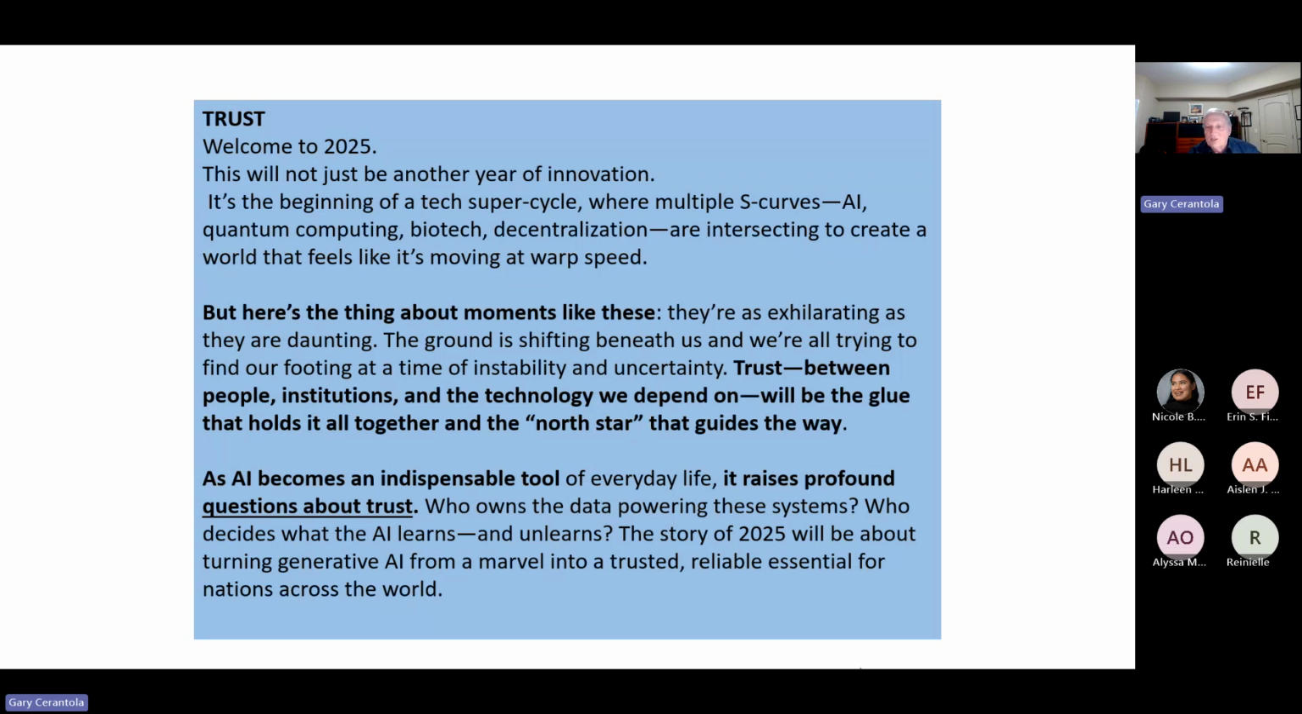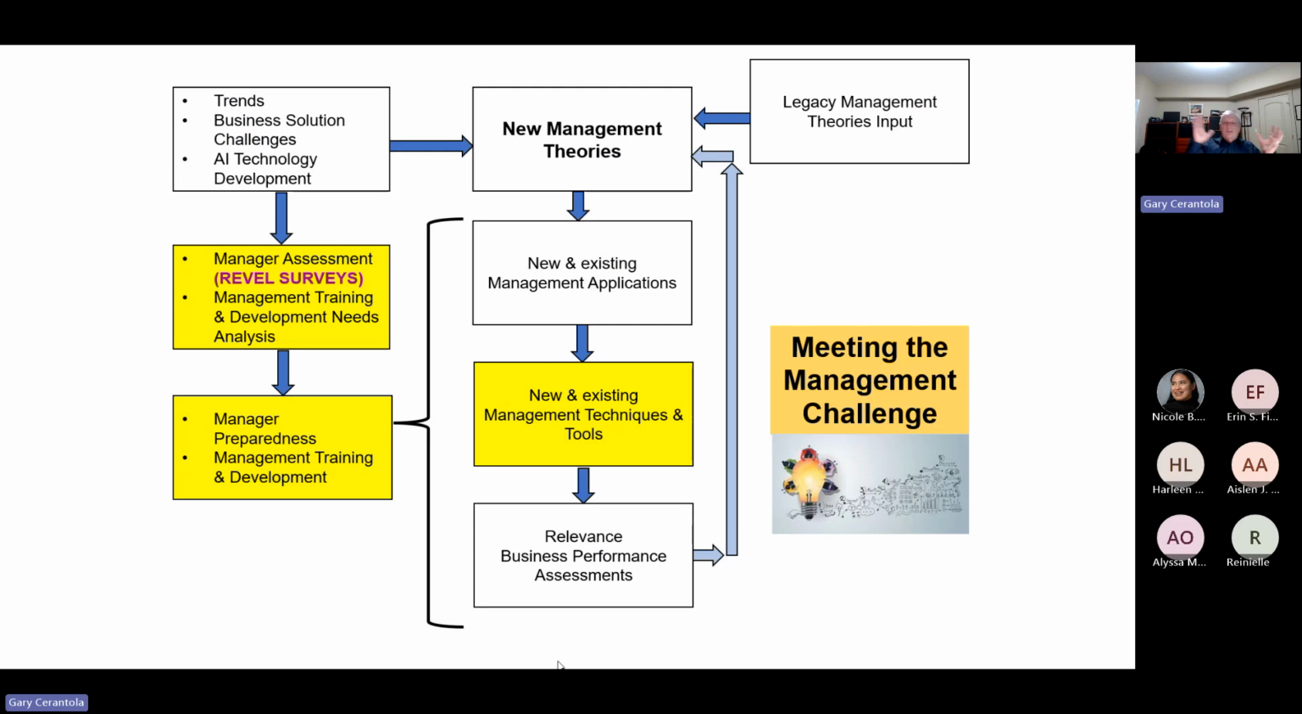Okay, so that's where that piece. So how does this all come together? What we're looking at then is trends and business solution challenges and disruptive technology from AI technology development, and then we take a look at new management theories that are created from that to be able to deal with that.